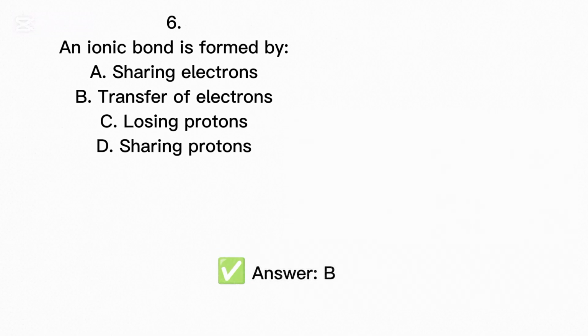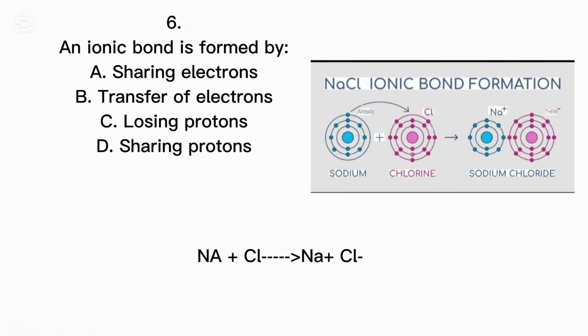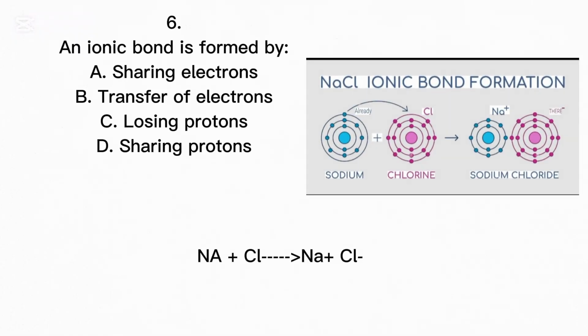B is the right answer, transfer of electrons, because the electron is transferred. An example of an ionic bond is the reaction of a metal and a non-metal. For example, sodium chloride. Sodium gives one of its electrons to chlorine. This is an example of an ionic bond.